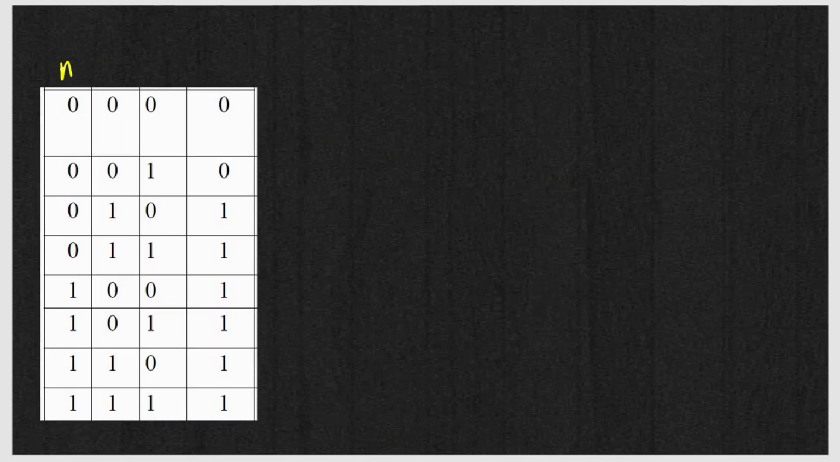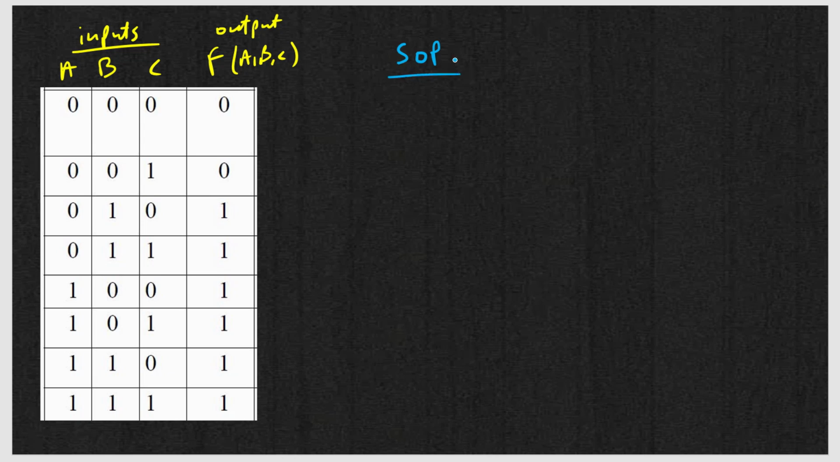And I call this A, B, C, and here's the function. So this is f of A, B, C. These are the inputs, and this is the output. I ask you to give me the SOP. What does SOP mean? Sum of product.